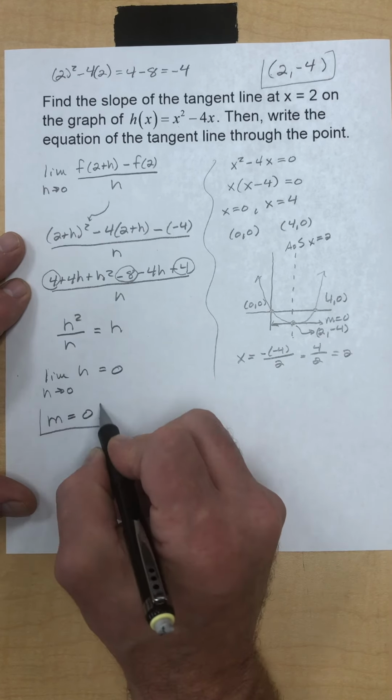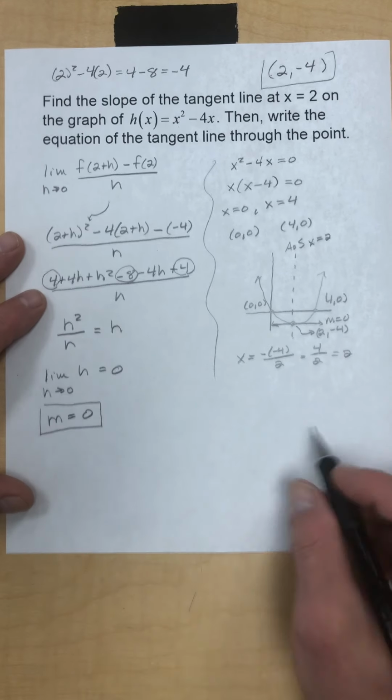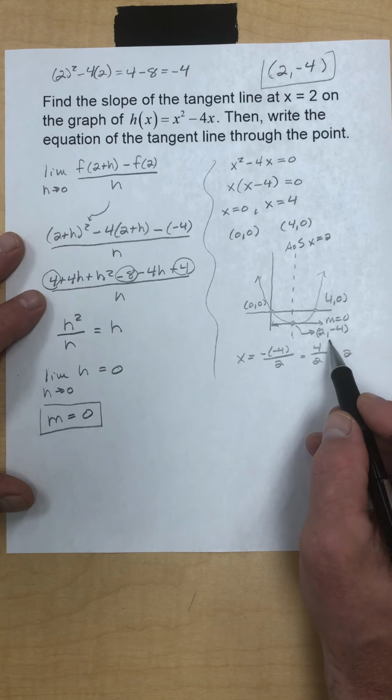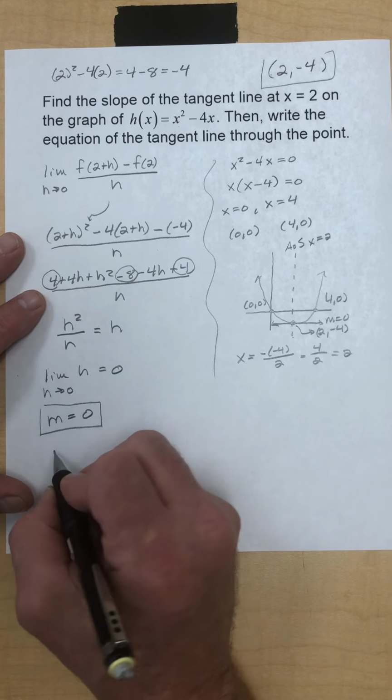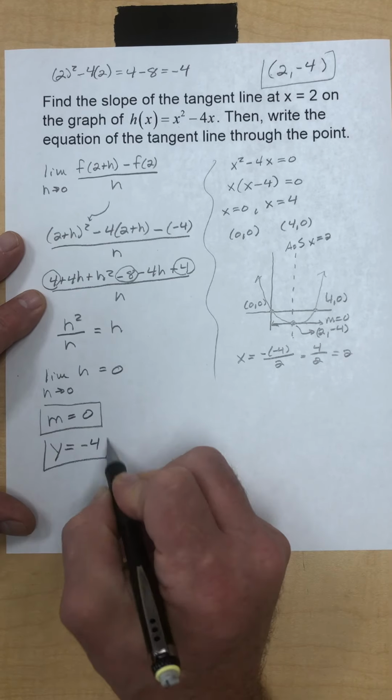That takes care of the slope, and then we're looking at the equation of the tangent line. Well, I need a horizontal line that goes through (2, -4), so that would be y equals -4. And we got what we need.